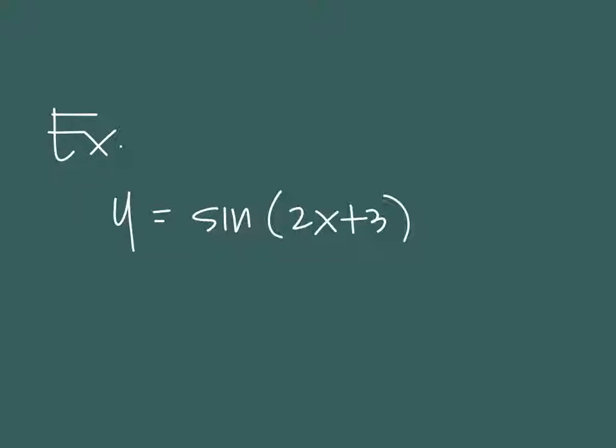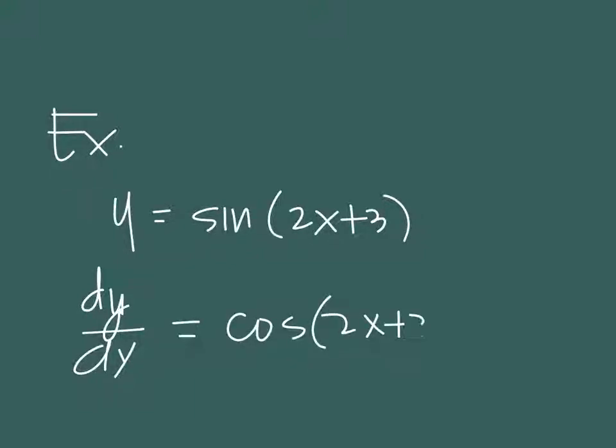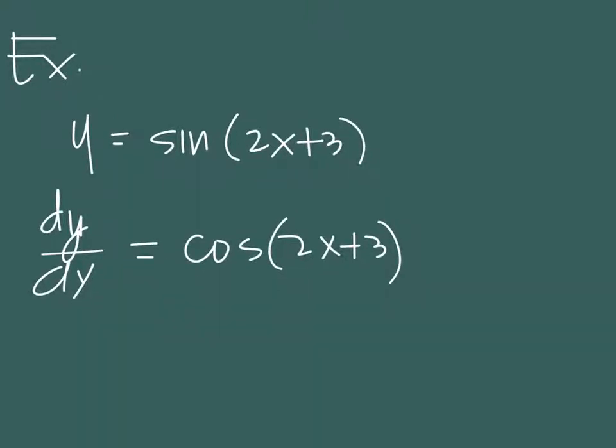Okay, so in getting the derivative dy over dx, just get the derivative of sine. Forget about the 2x plus 3. It's cosine. It's cosine of 2x plus 3. But by the chain rule, we multiply it by the derivative of 2x plus 3.